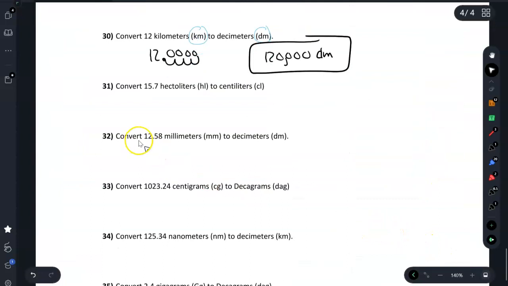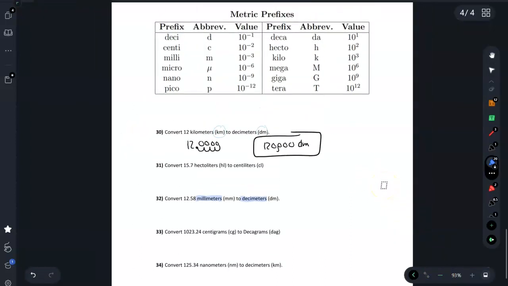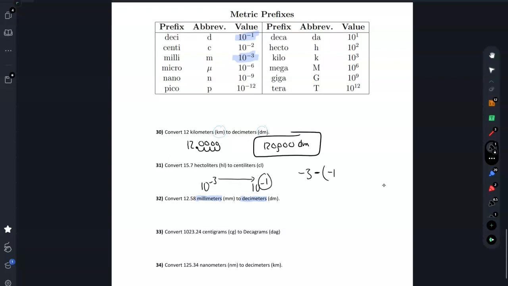Okay, so with number 32, I'm going from millimeters to decimeters. So I need to figure out what those values were. Millimeters is here, 10 to the negative 3, and decimeters is here, 10 to the negative 1. So I have 10 to the negative 3, and I want to go to 10 to the negative 1. Now, the direction you're moving in is very important. I always start with the first and go to the other. So how do I go from negative 3 to negative 1? I start with negative 3, and I always subtract the second value, which is negative 1.